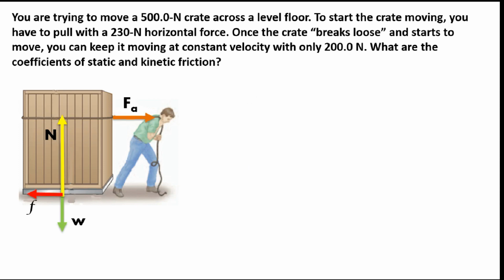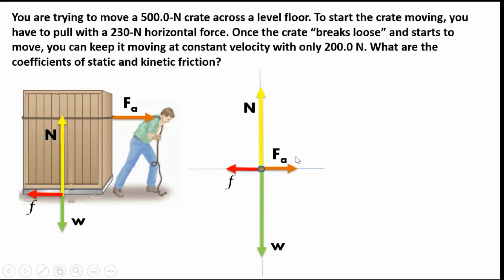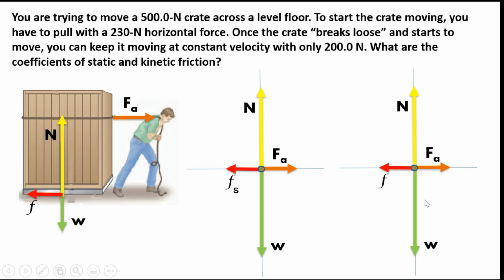The first case is when we apply a force while the crate is at rest. So this is the free body diagram. The applied force here is 230 Newton, and the friction here is static friction, along with the weight and the normal force. Once the crate breaks loose from rest, we apply a lesser applied force, which is 200 Newton. The friction present here is the kinetic friction, and we have the same normal force and the same weight.